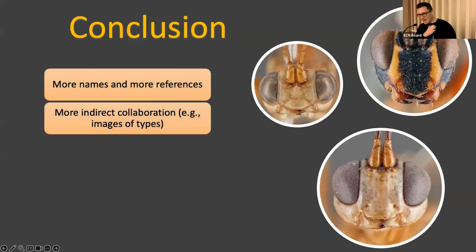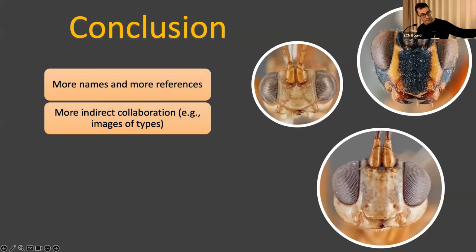We need more indirect collaboration, and this is something that we are striving for. Please send us your PDF whenever you're done, because we cannot know what new information is available out there, and we cannot scout Google Scholar or ResearchGate forever. So if you can send us your type images or whatever, please do that.